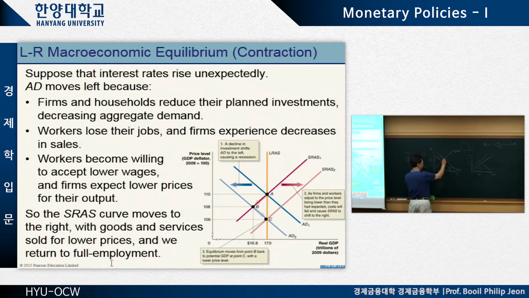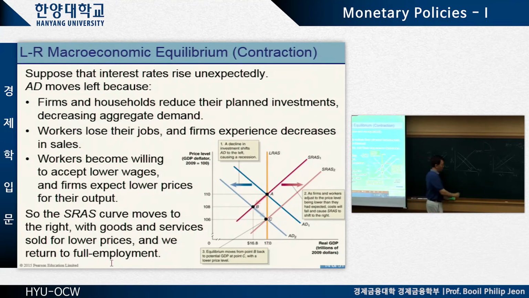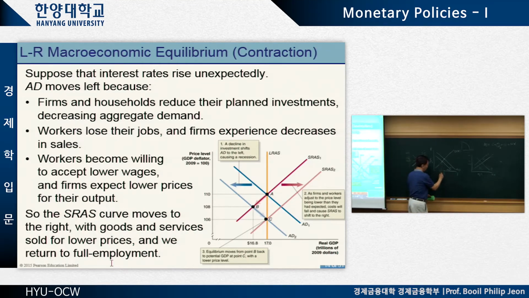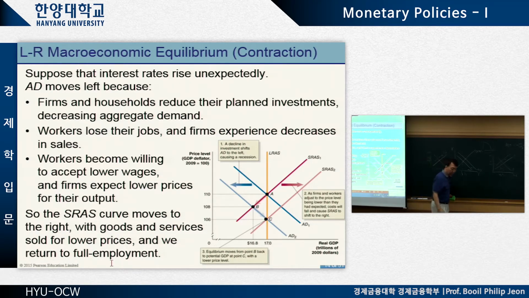So what's going to happen? From the initial equilibrium, temporarily, we're going to move to a lower price level and lower output, lower income, lower employment, right? Temporarily we'll be in that situation. But what's going to happen in the long run, right?